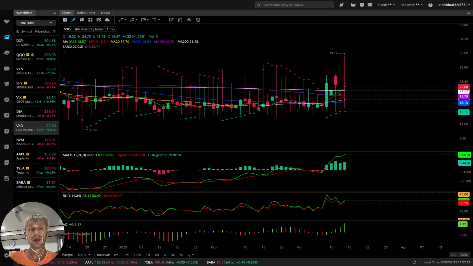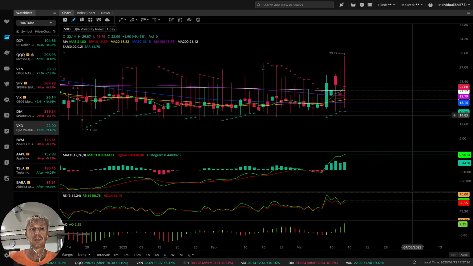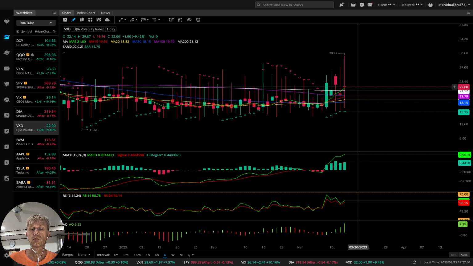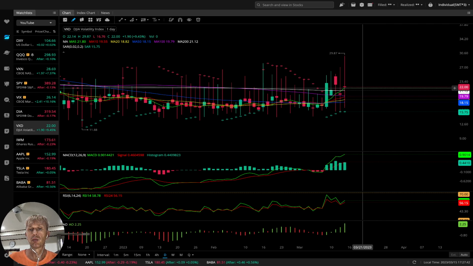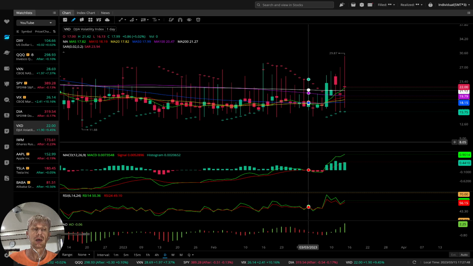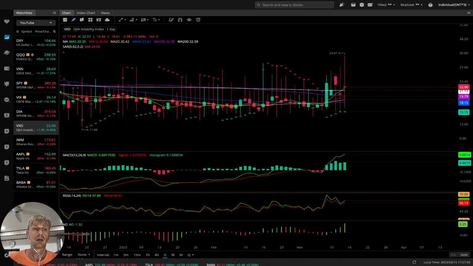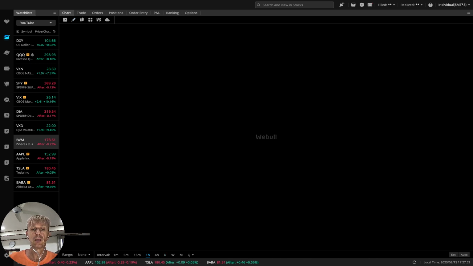VXD, volatility index for Dow Jones, was plus 9.5%. Still bullish trend on all indicators. It is bearish for Dow Jones. Let's move to IWM.